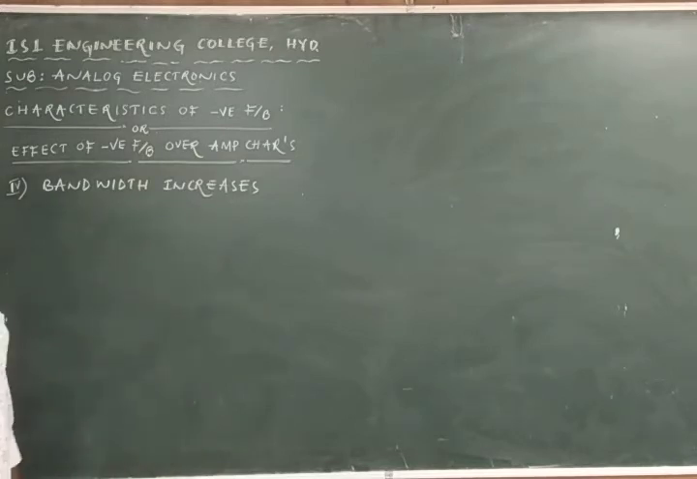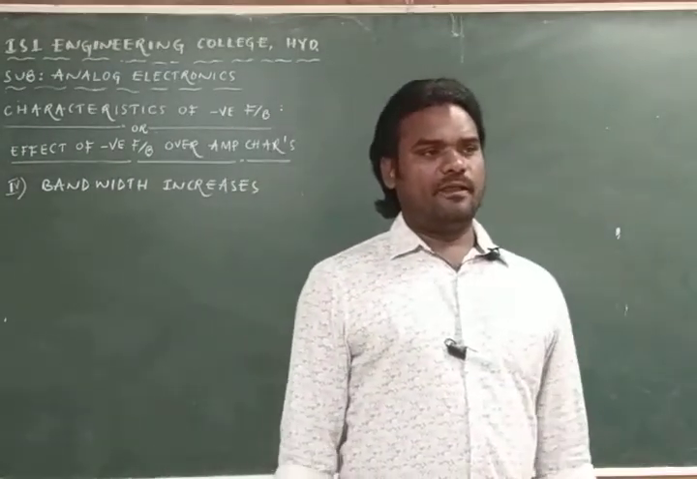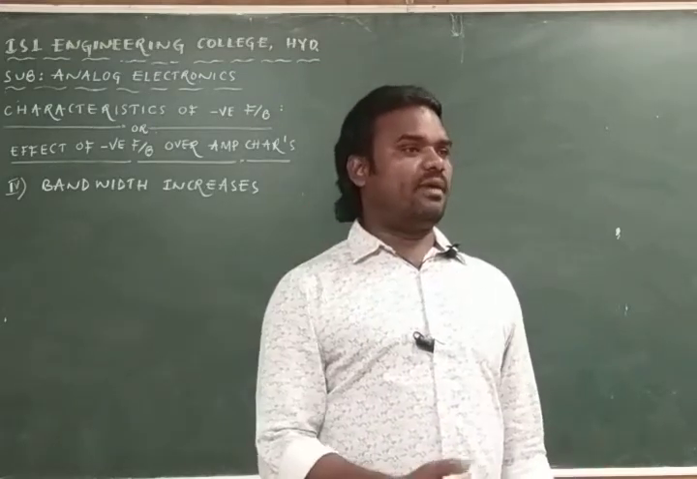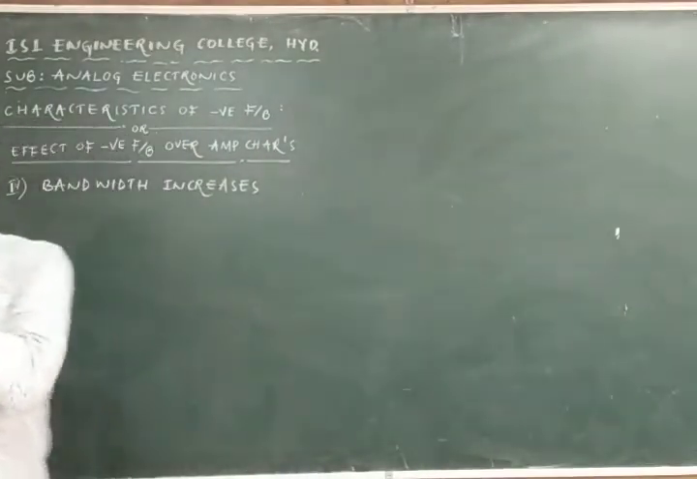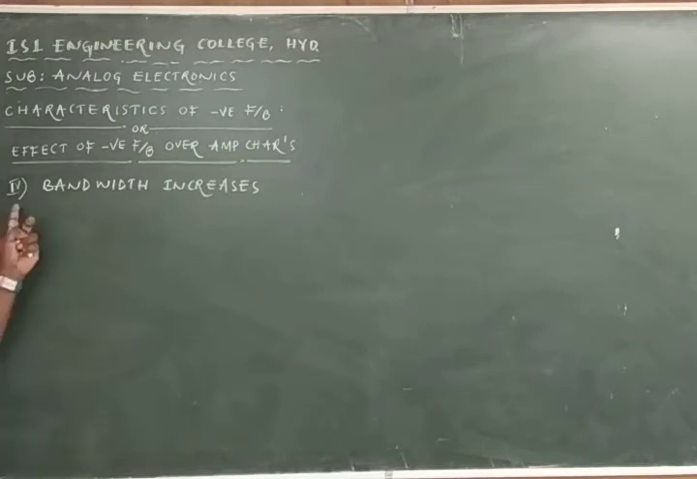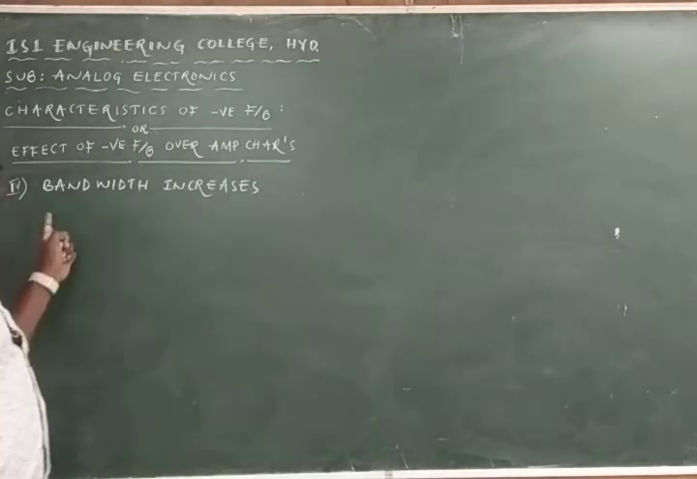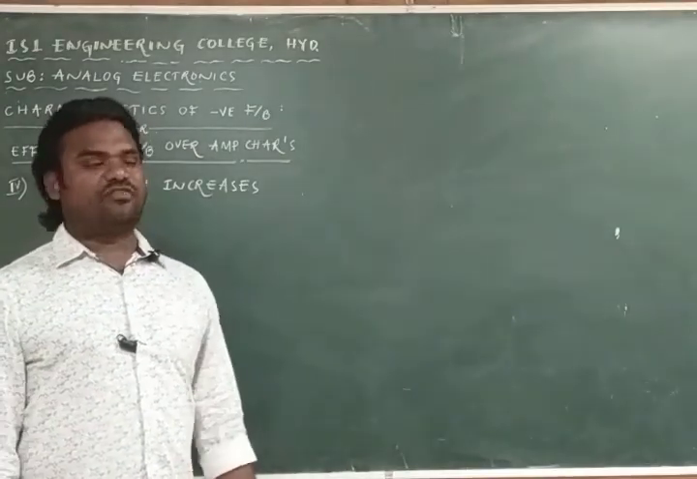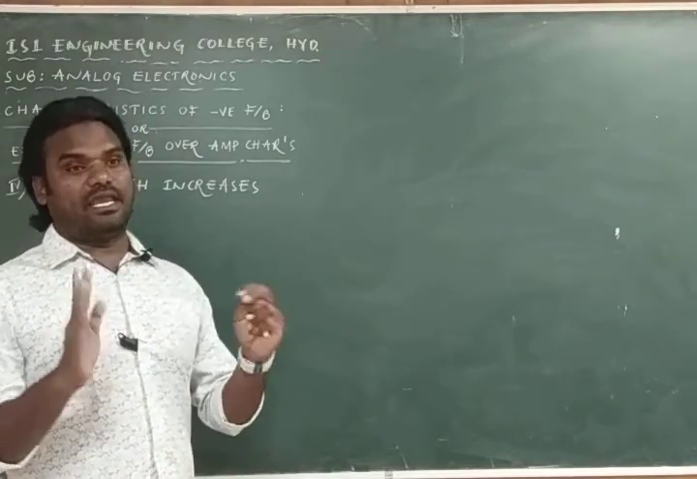Bandwidth increases. That means we have the amplifier section, and that is having the bandwidth. After employing the negative feedback, how that bandwidth is going to be affected, we have to discuss here. So before going to discuss about the bandwidth increases, first we should know what is bandwidth. Bandwidth is nothing but a range of frequencies over which the amplifier will give the maximum gain.